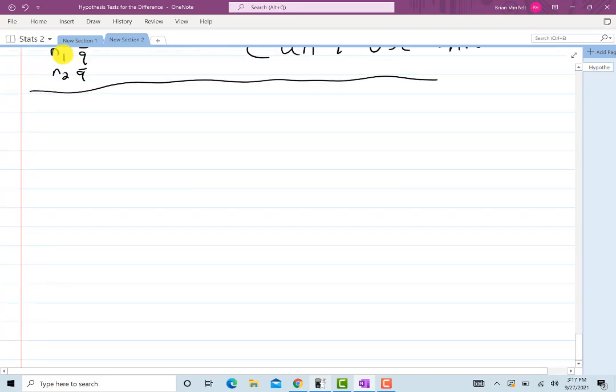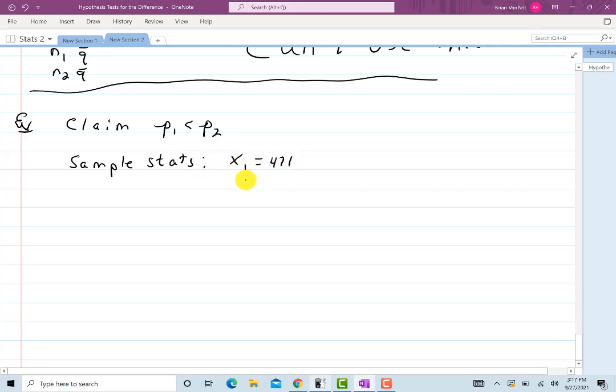Another example. Our claim is that P1 is less than P2, and our sample stats are the following. We have X1 equals 471, N1 equals 785, X2 equals 372, N2 equals 465. We want to test the claim at alpha equals 0.05.